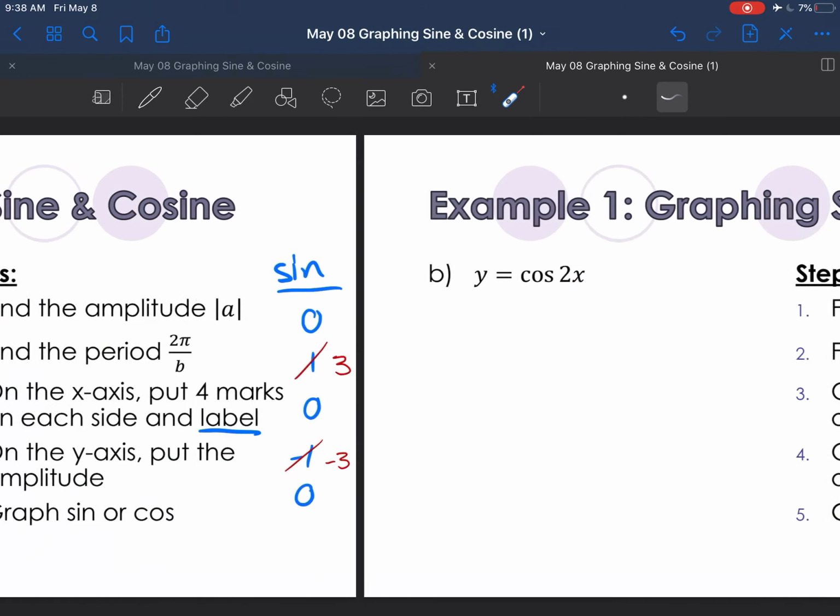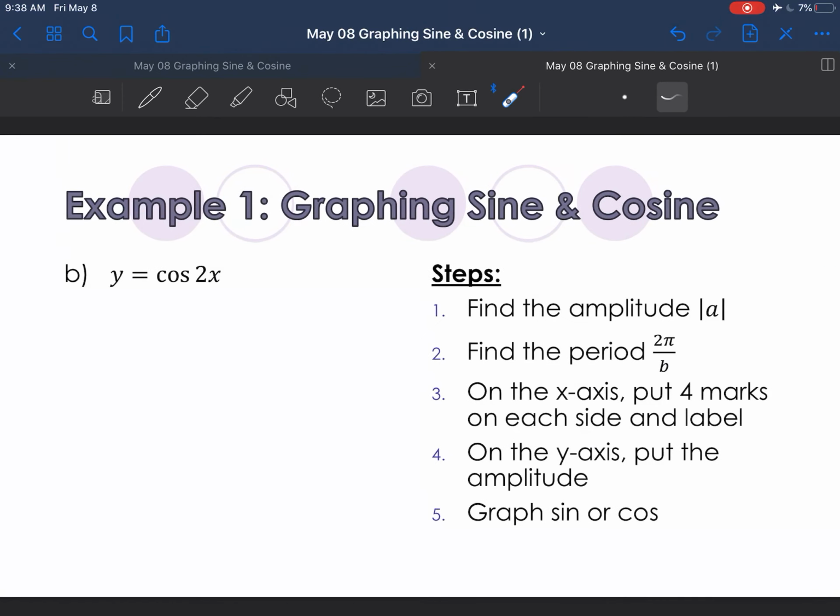Okay, next problem. So again, writing A and B. So A is your amplitude, and B is going to be the number you plug in for the formula. So the amplitude is going to be, well, there's no number there. So what are you supposed to assume? That there's no number? You assume that it's a 1. So you take the absolute value of 1.